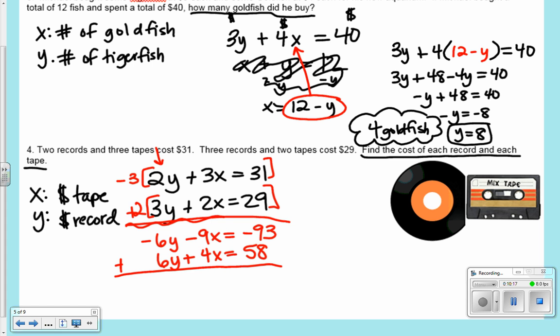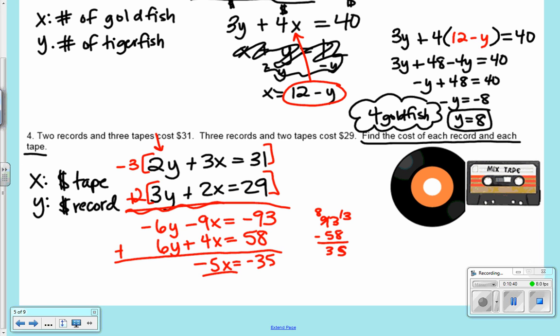Okay, so y's are gone. My x's, I'm going to be left with negative 5x. Ooh, y'all know me and these negatives. Let me just subtract it old school. I'm always afraid I'm going to mess up on these videos. So that's, oh, nope, 5 and 3. So negative 35. Okay, good. That comes out evenly. So now divide by negative 5. So x equals 7. Okay, cool.